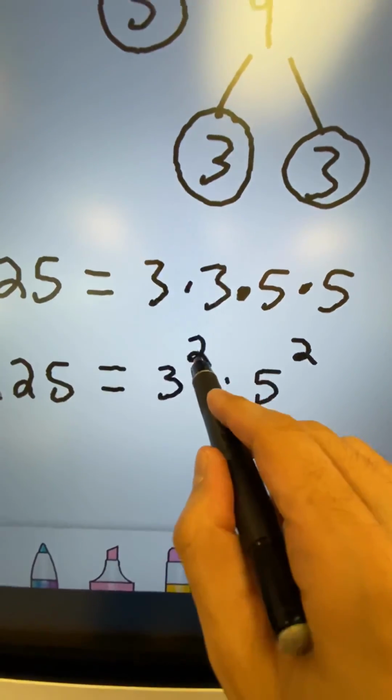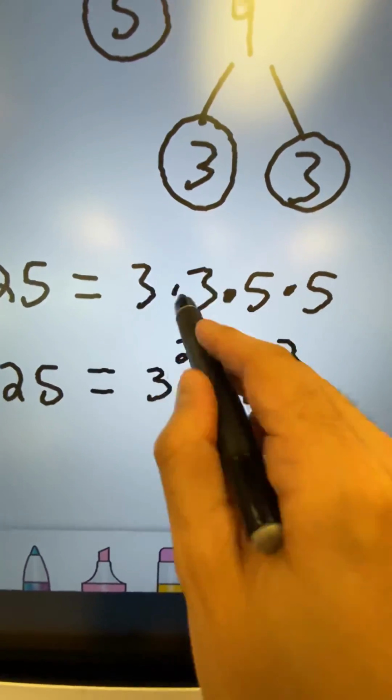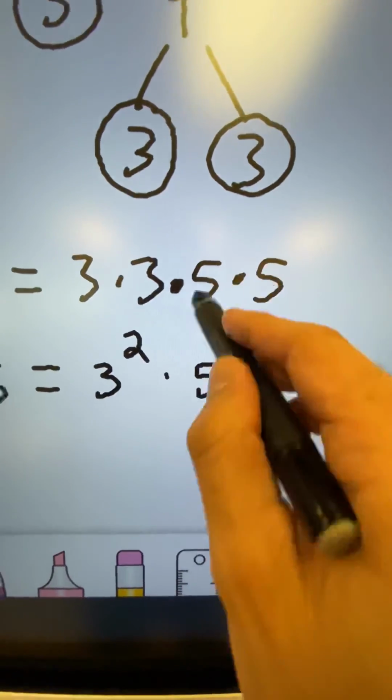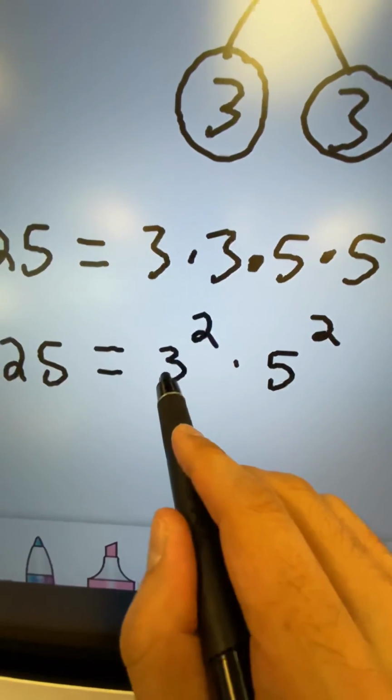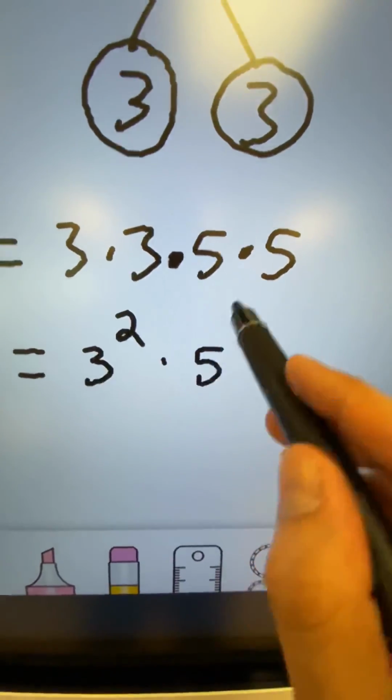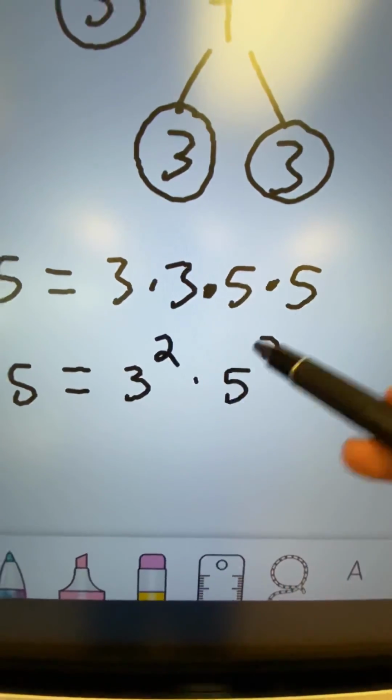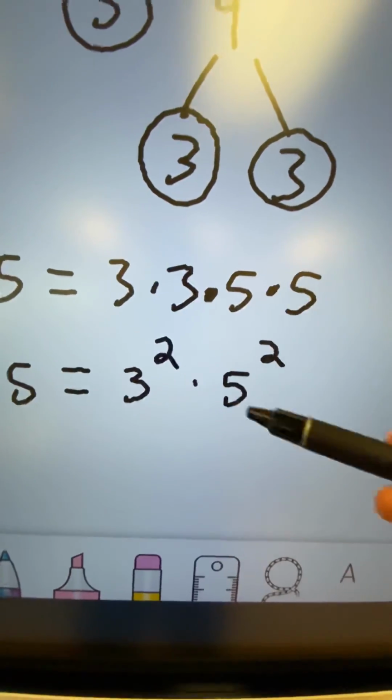So the exponent tells us how many 3's are multiplied together, and the 2 tells us how many 5's are multiplied together. So these are the same thing. Here we're just saying that we have 2 3's multiplied together, and here we have 2 of the 5's multiplied together. So these are identical or equivalent. They look different, but they have the same values.